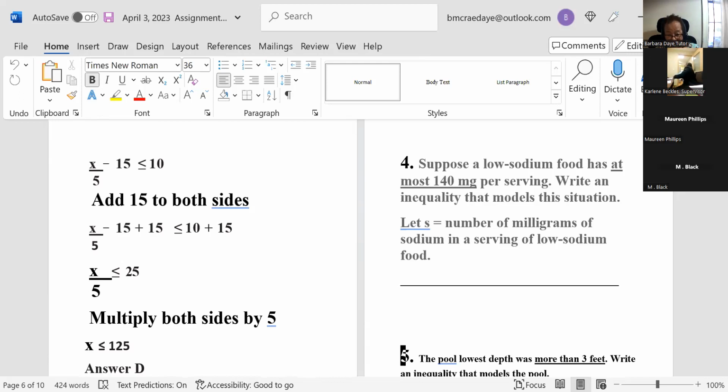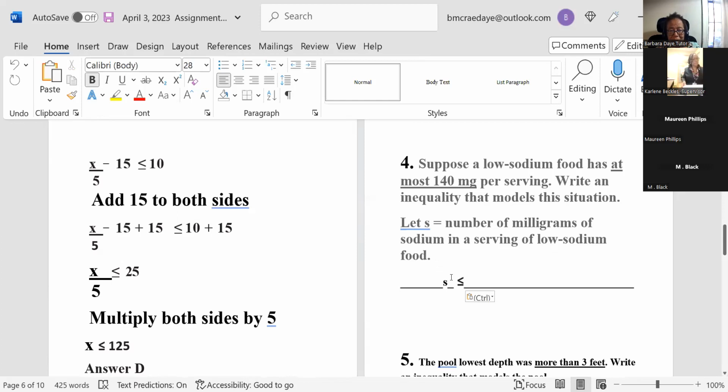Less than. That's right. Absolutely, Maureen. So tell me how to write less than or equal. And S is the variable, so you start with the S, right? Now you said less than or equal, so let's put our less than or equal sign there. That's a less than or equal symbol. So S less than or equal. And what is less than or equal, Maureen? What number?